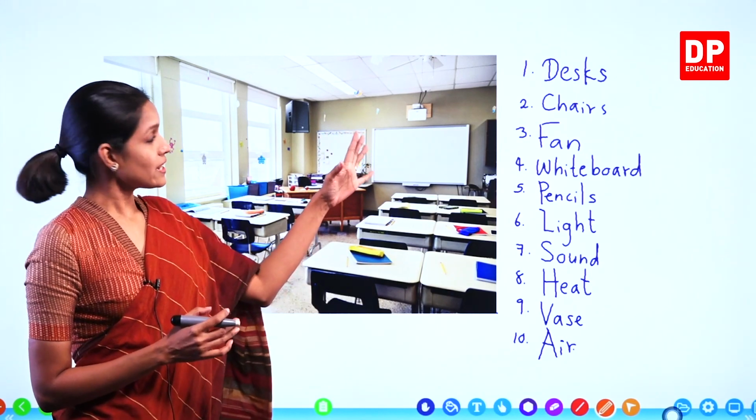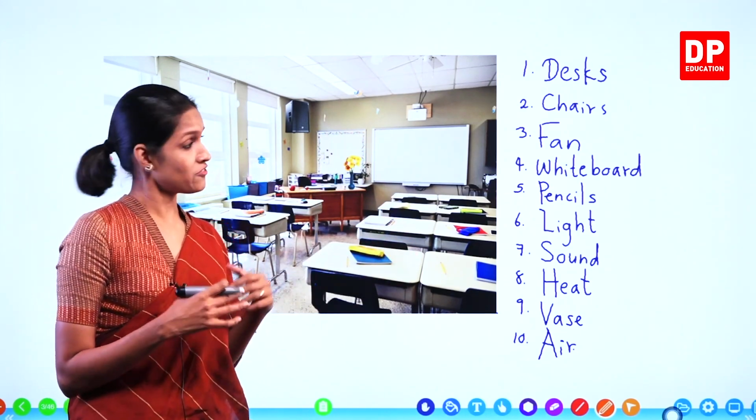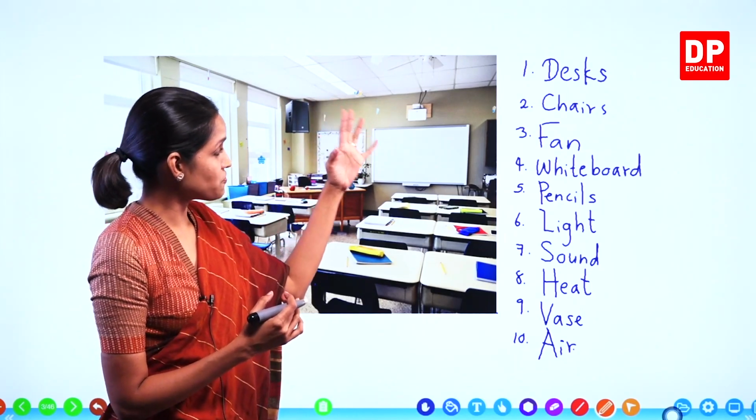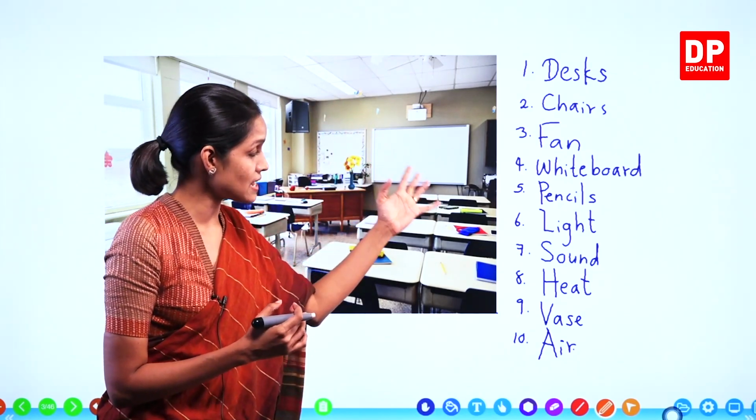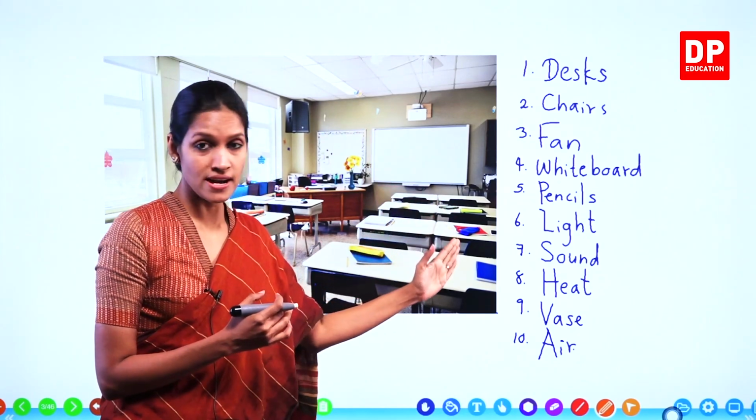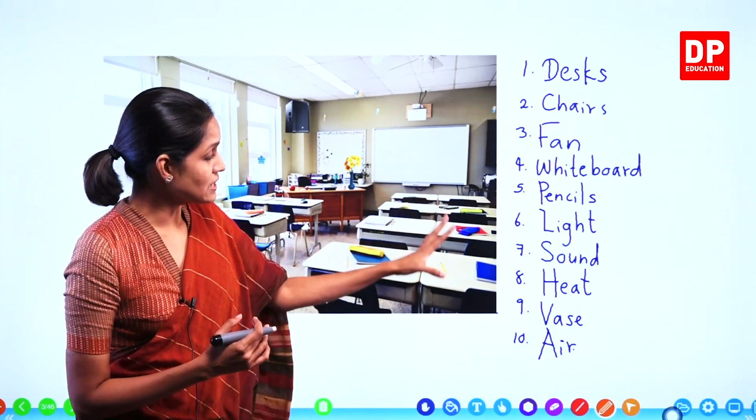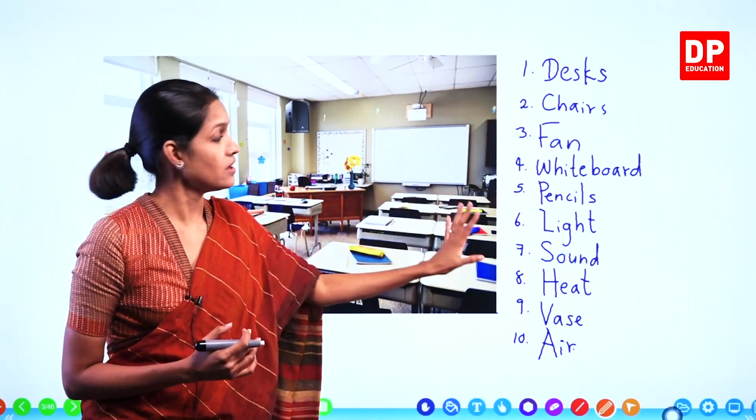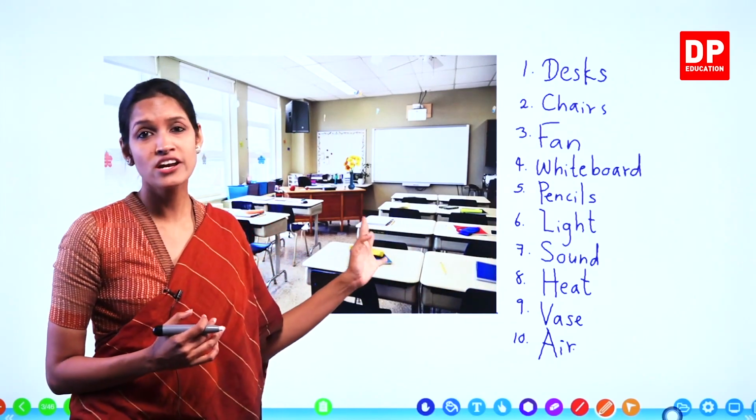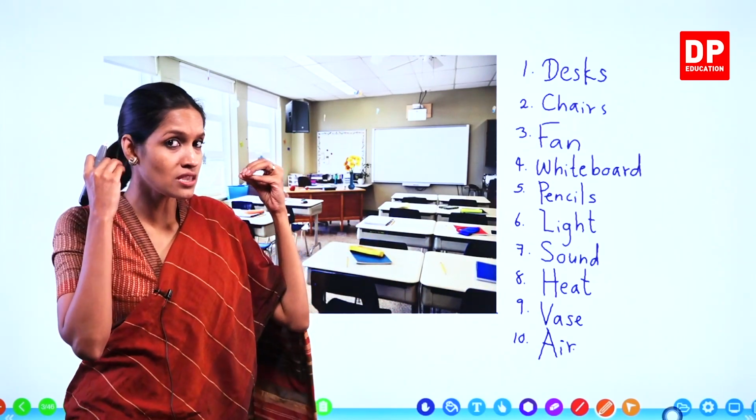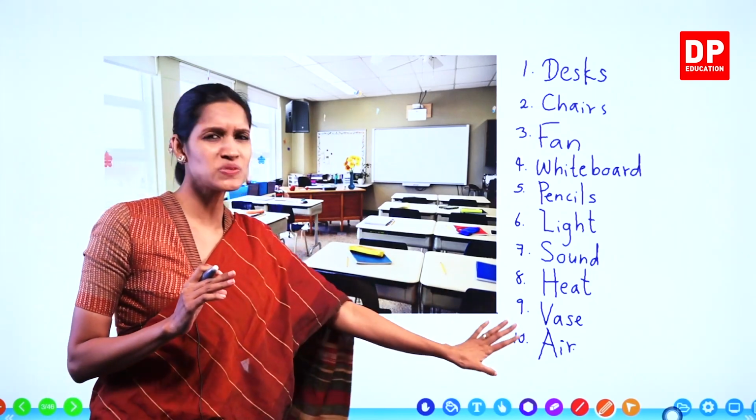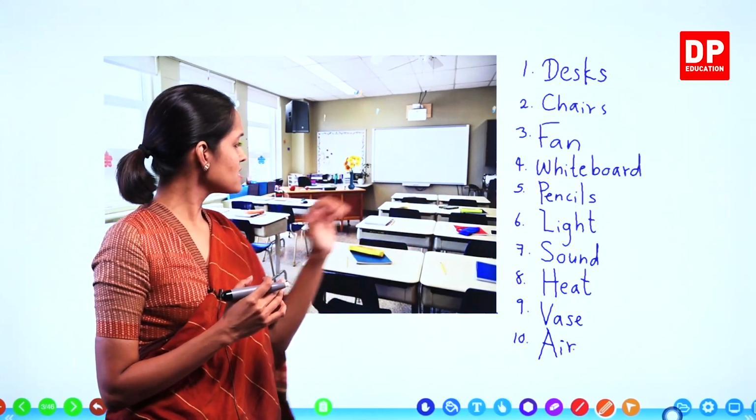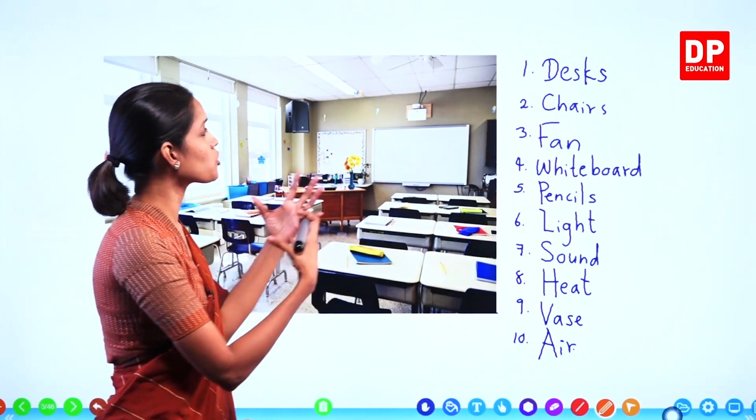Right, children? Look at this list. I'm sure you must have written different other things as well. Now here I have desk, chairs, fan, whiteboard, pencils, light, sound, heat, vase and air. So it's very clear some of these things you can see very clearly, and some of these things you can't see clearly. Can you see the sound? You cannot. Can you see air? We can't. Right? So when you look at these things, we will see what are the special properties of these things, children.